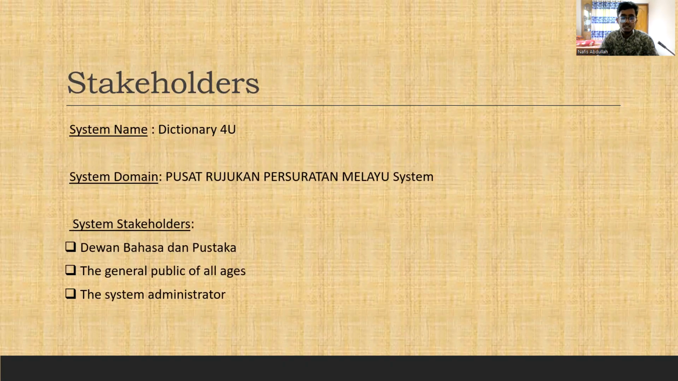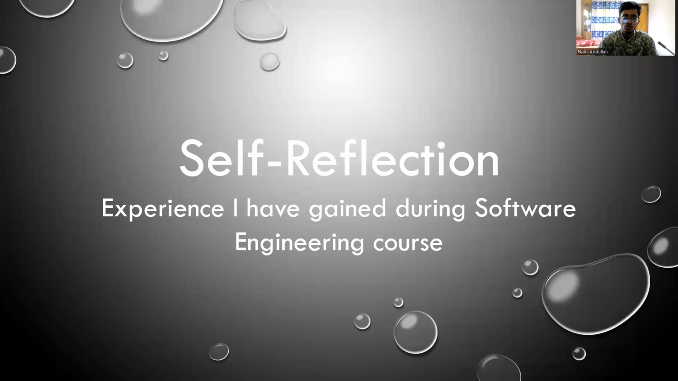So our system name is Dictionary for You. The system domain is Pusat Rujukan or Suratan Melayu system. And the system stakeholders are Dewan Bahasa dan Pustaka, the general public of all ages, and the system administrator.